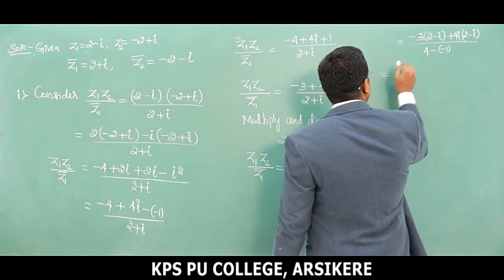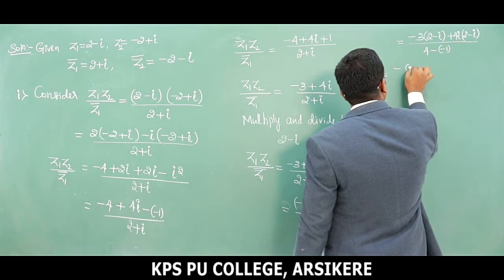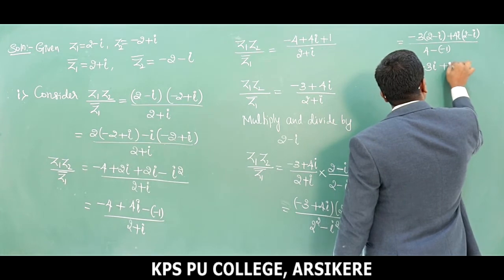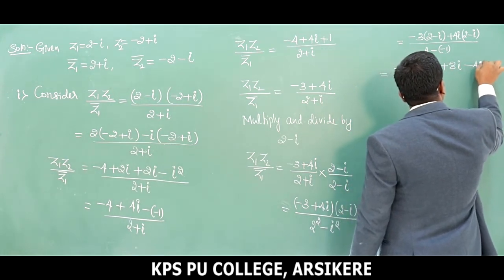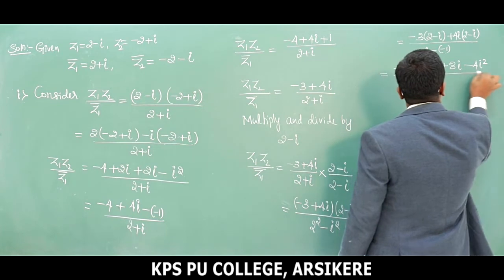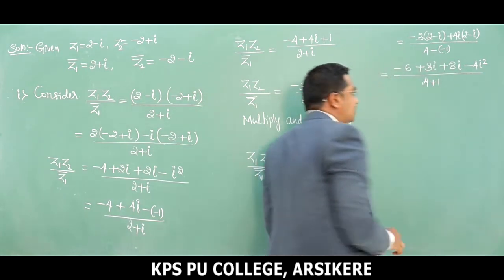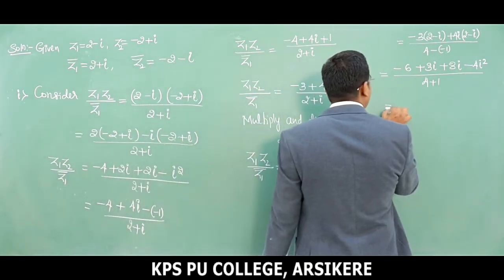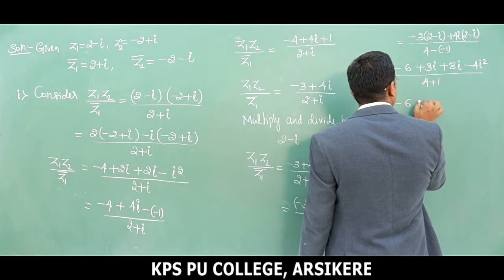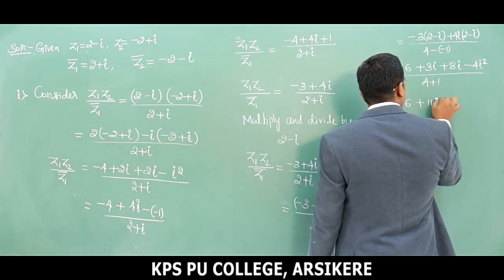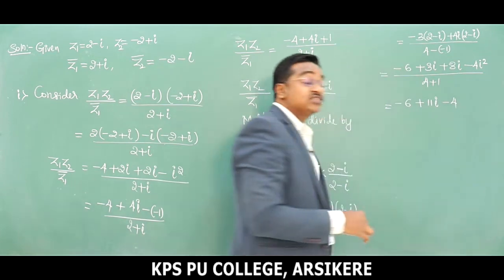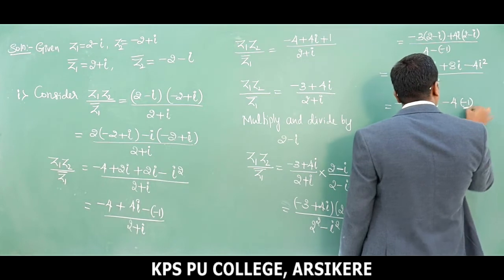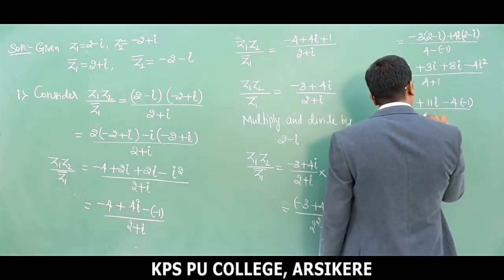So this term reduces as, multiply by minus 3. So minus 3 into 2 is minus 6, minus into minus becomes plus 3i, plus 4i into 2 minus 4i square, whole divided by 4 plus 1, because minus into minus becomes plus, we are left with 4 plus 1. So now listen here, minus 6 plus 11 into i, minus 4 into, again i square value. Now tell me, what is the i square value? Minus 1, that is minus 1, whole divided by 5.